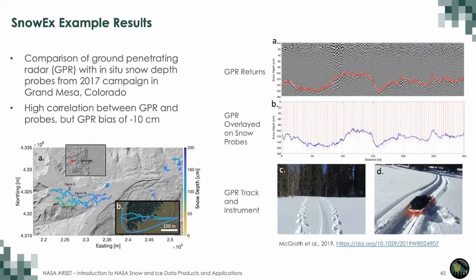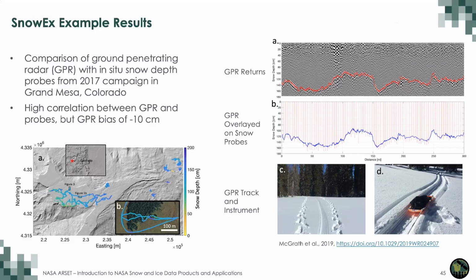This is just a quick example. This is an example of comparing ground penetrating radar, which is pulled on a sled, down there in D in the lower right. The data, the returns, are in A, and then the red is what was derived as the snow depth there at the top in A. And then it's compared in blue, the GPR, with snow stakes and snow probes that were stuck in along the same transect there.